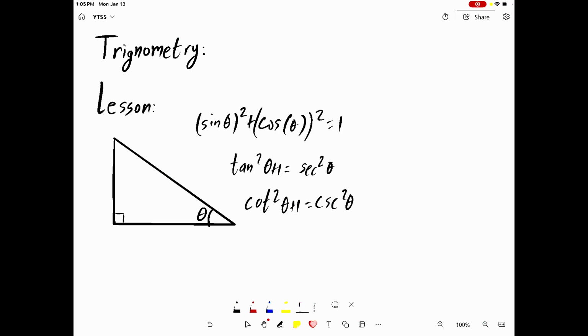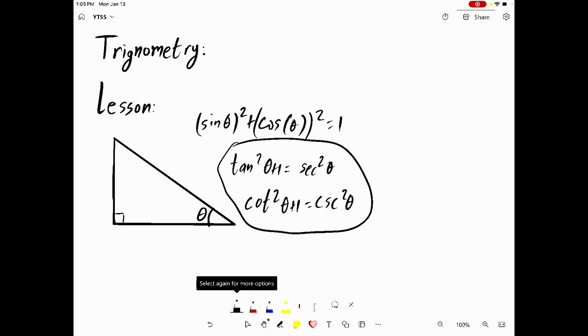If you remember, in my geometry series, I had an explanation and proof of sine squared theta plus cosine squared theta is equal to 1. And on the bottom, I have the other two trigonometric identities. Now, these pretty much say the same thing, except they use different trigonometric functions.